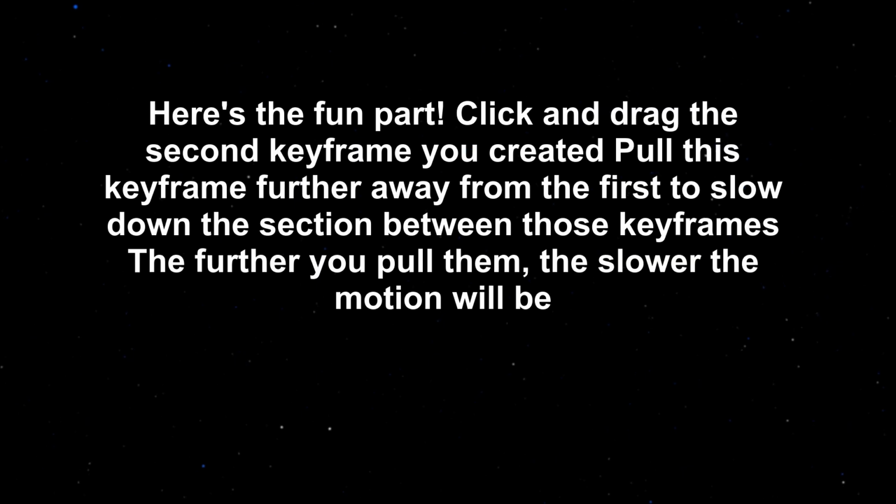Here's the fun part. Click and drag the second keyframe you created. Pull this keyframe further away from the first to slow down the section between those keyframes. The further you pull them, the slower the motion will be.